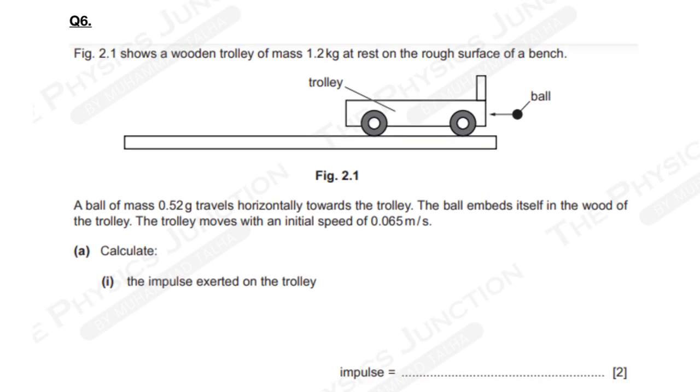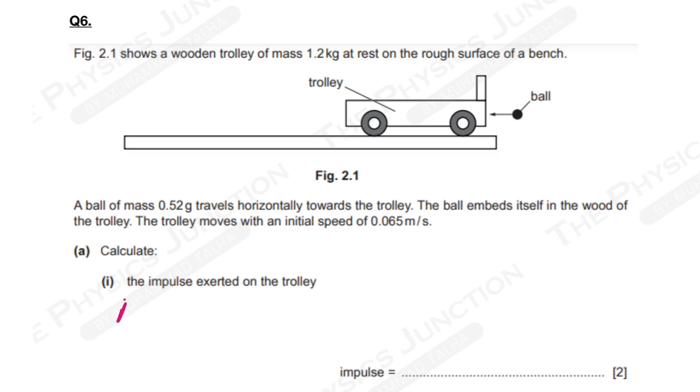Figure 2.1 shows a wooden trolley of mass 1.2 kg at rest on the rough surface of a bench. A ball of mass 0.52 grams travels horizontally towards the trolley. The ball embeds itself in the wood of the trolley. The trolley moves with an initial speed of this much. Find the impulse exerted on the trolley.